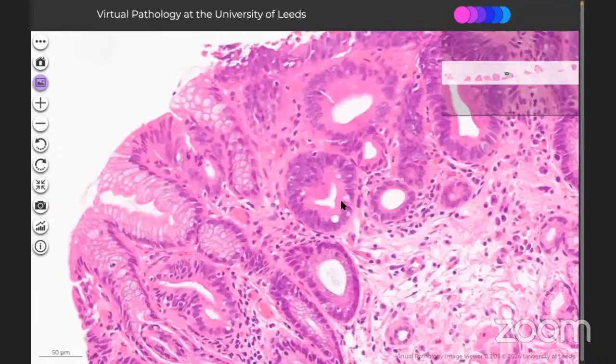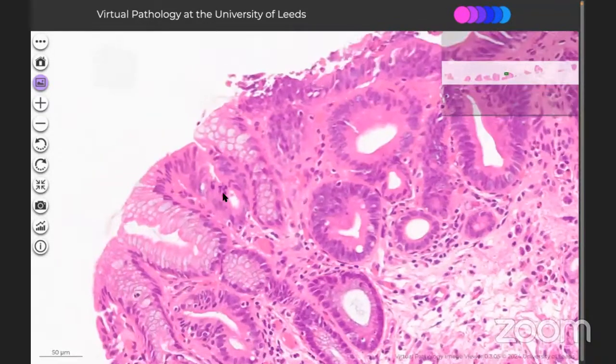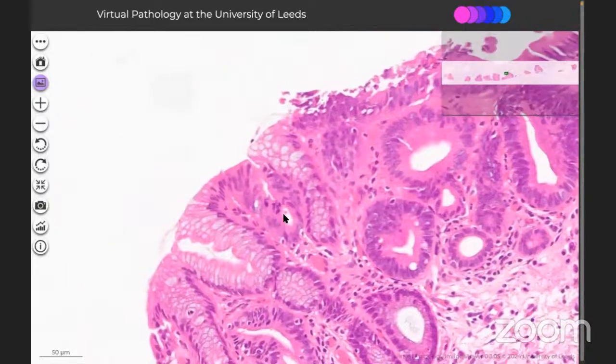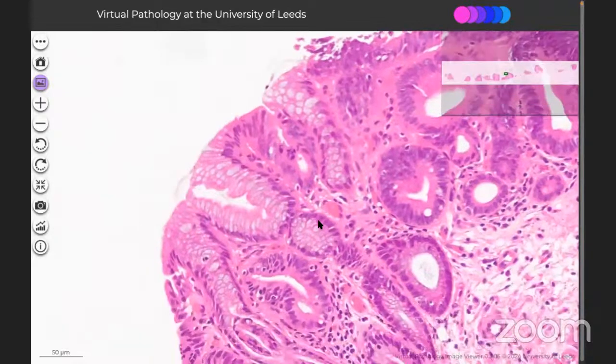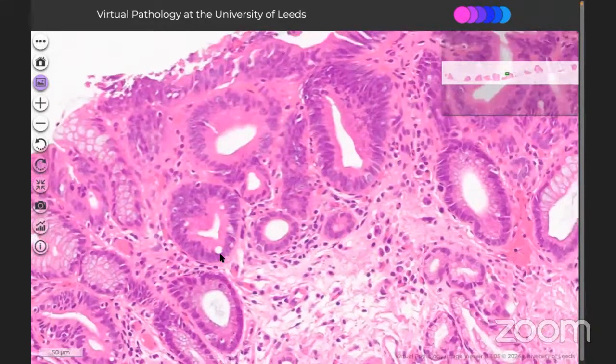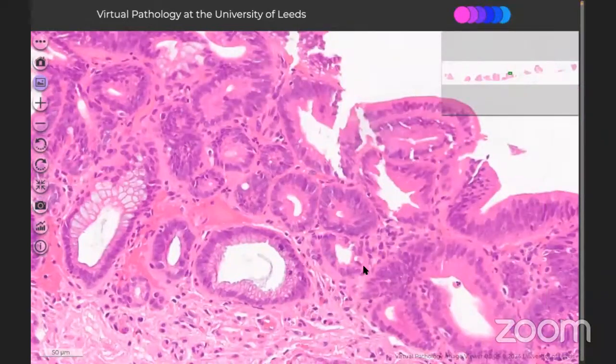Okay, so next you can say that I will discuss this case in the GI MDT, and the next possible management step will be EMR, and the EMR will examine the completion of the resection and all that. So that is the next step actually.